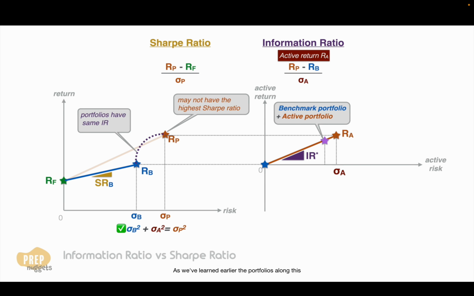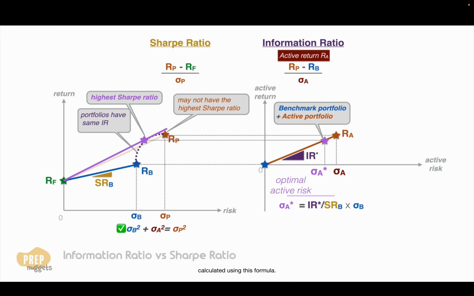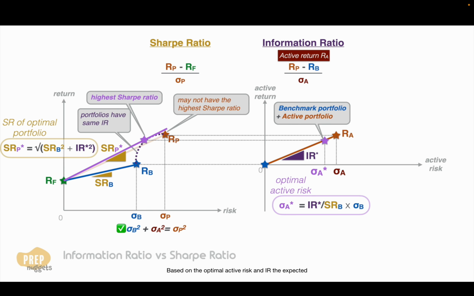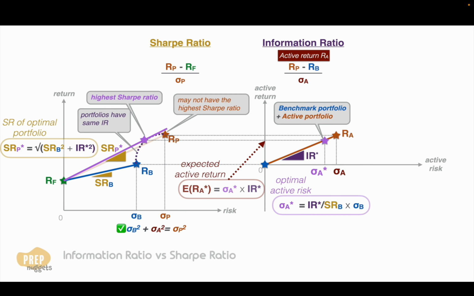As we've learnt earlier, the portfolios along this curve have the same IR. So, as you can see, there is one particular portfolio along the curve where the Sharpe ratio is the highest. The optimal amount of active risk can be calculated using this formula, and the Sharpe ratio of such portfolio can be calculated using this simple formula. Based on the optimal active risk and IR, the expected active return can also be calculated. Thankfully, you do not need to know how these formulas are derived, and if you could not understand anything from this lesson, make sure you memorize at least these 3 formulas and learn how to apply them.